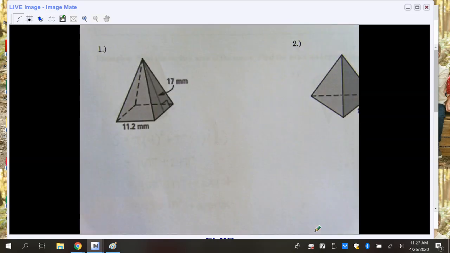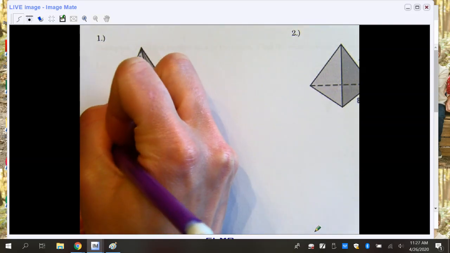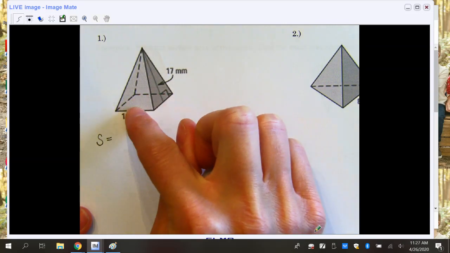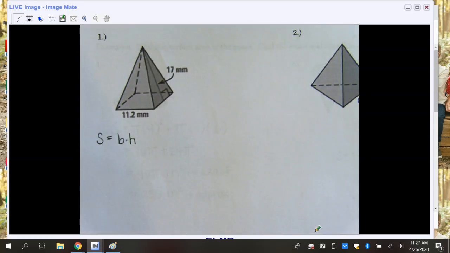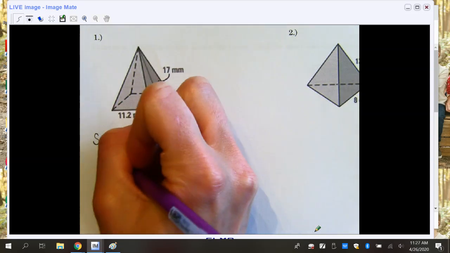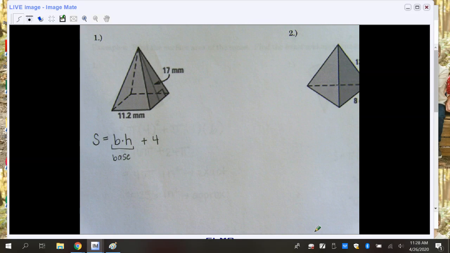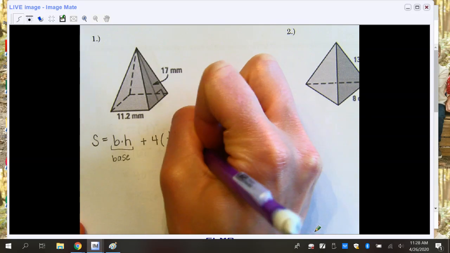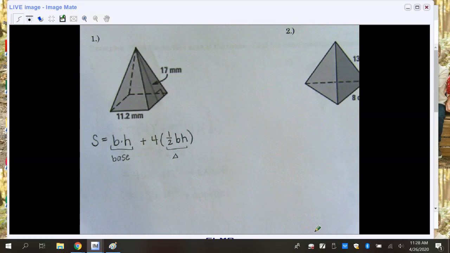All right, and so if we are looking at this one right here, if I write out in words what I'm going to need to do to find the surface area. The base has four sides, so I know that it's going to be a square. And the formula for the area of a square is base times height. Okay, so that's the base. And then since the base is a four-sided figure, that means I have four triangles. So I'm going to take 4 times the area of the triangles on the outside. They're all congruent, so the areas are all going to be the same.